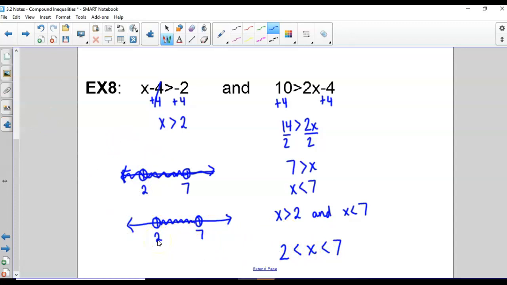Always write your lowest number first, less than x, less than, and then highest number last. If you have closed circles here, you would use the less than or equal to corresponding to each circle, but you're always going to use a less than sign whenever you write this way.